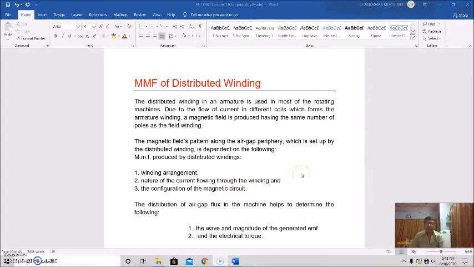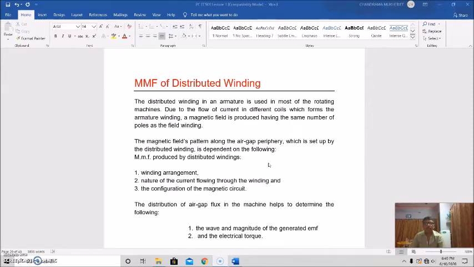In the last class of Electrical Machine 2, we discussed the armature winding, how it is placed in the slots of the AC machine's windings, that is, in case of asynchronous machine as well as synchronous machine, and different types of winding, single layer, double layer, etc. Now, today we'll start with the MMF of distributed winding. In the last class, we discussed what is distributed winding, what is concentrated winding, etc.